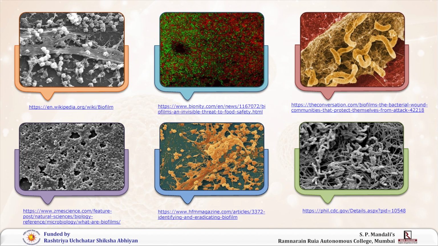So here are some electron micrographs of biofilms. You can see here the microorganisms embedded in the 3D gelatinous matrix. In different ways you can see that they have formed microcolonies inside the 3D gelatinous matrix. What is the microbial biofilm actually made up of? Let us now see in the coming slides the composition of the microbial biofilm.